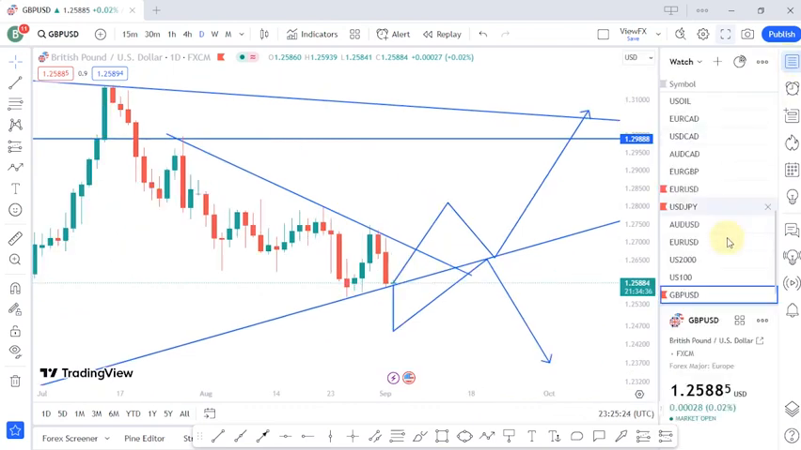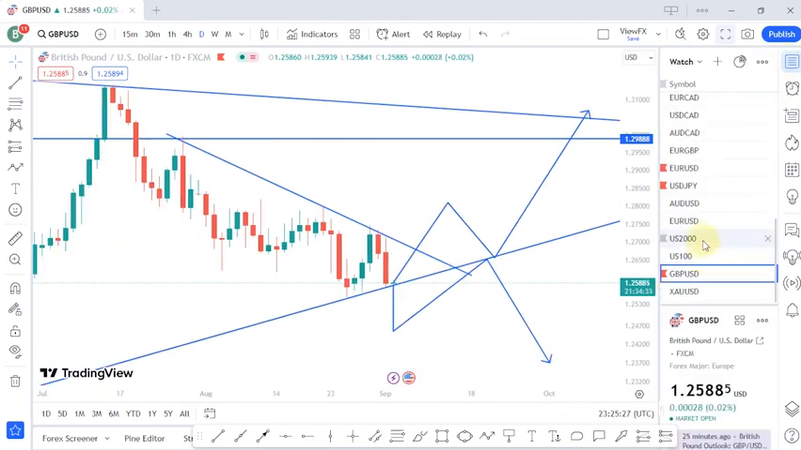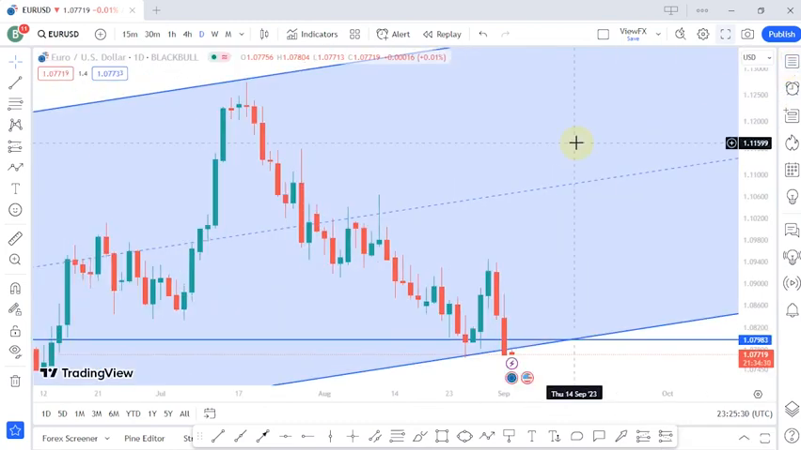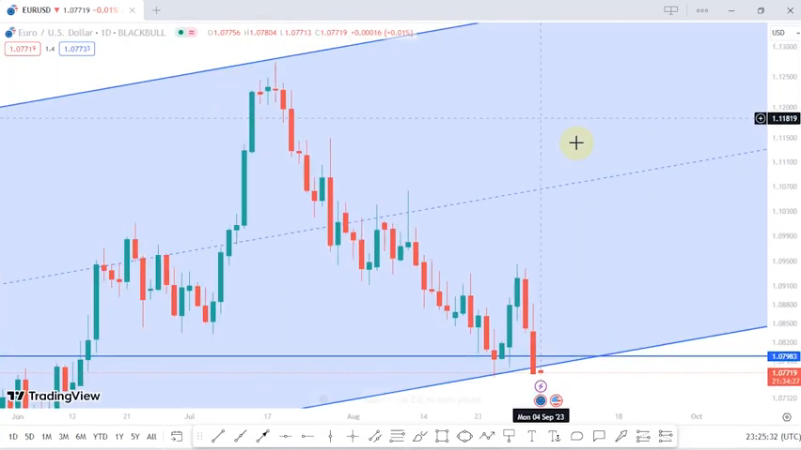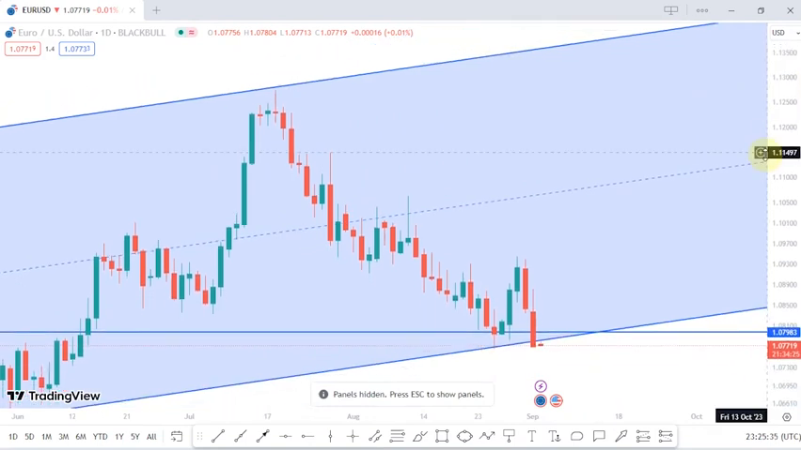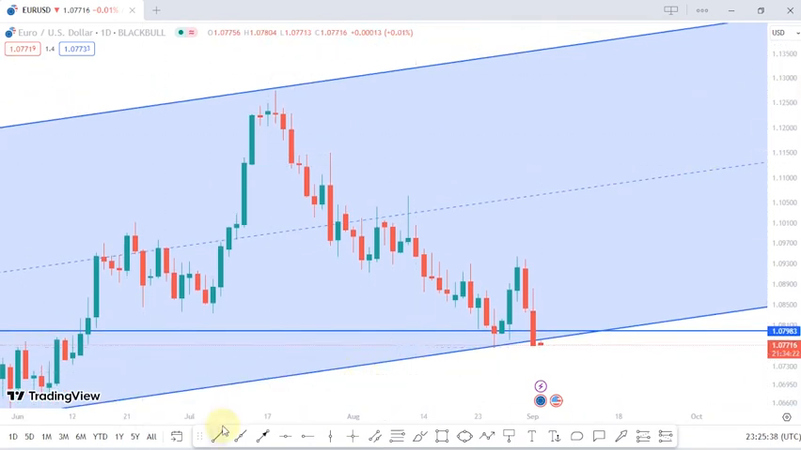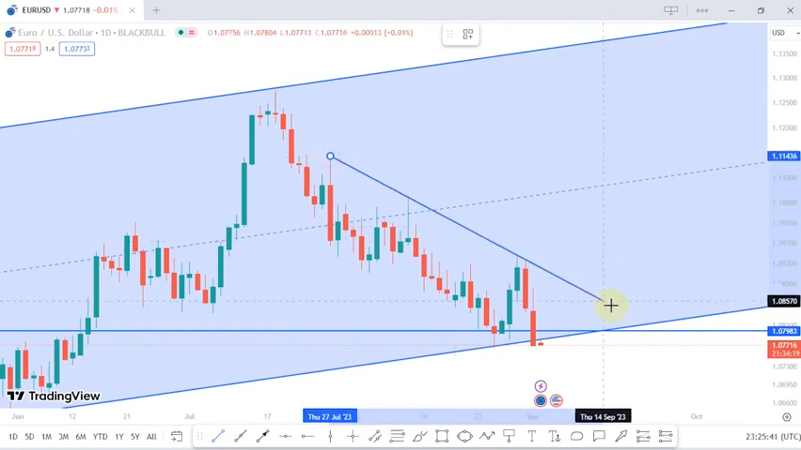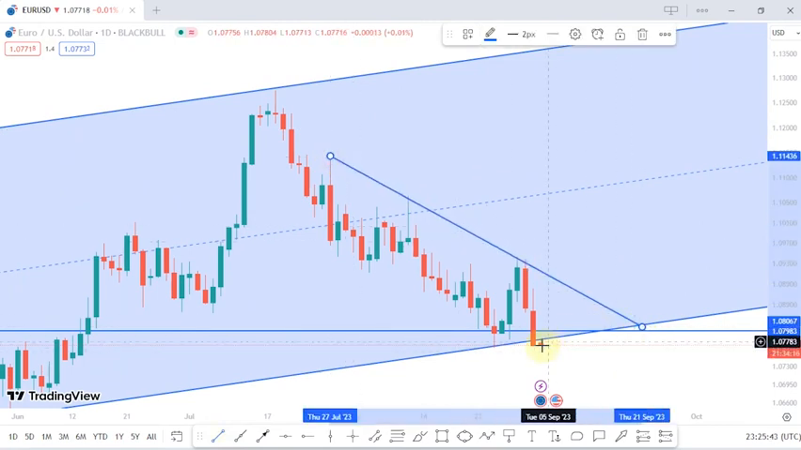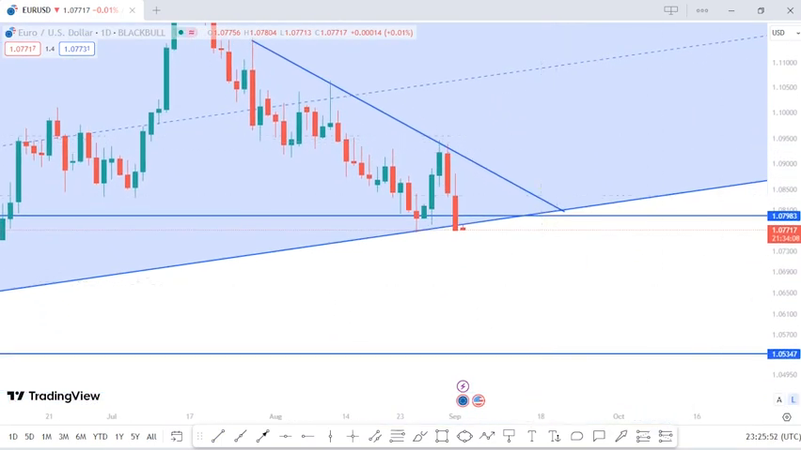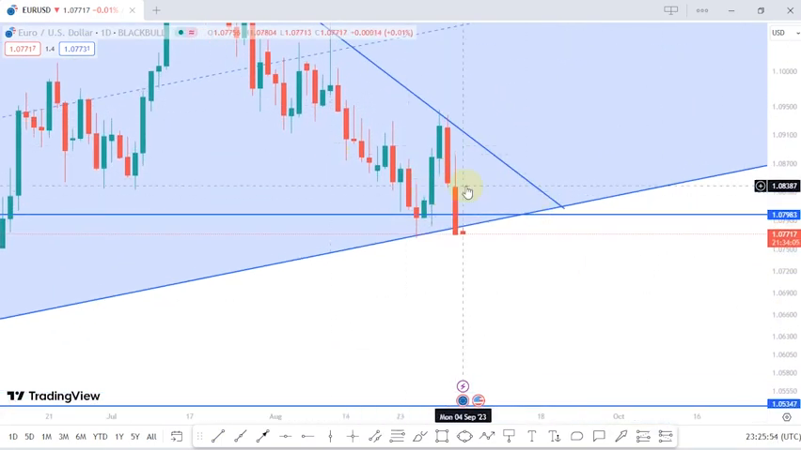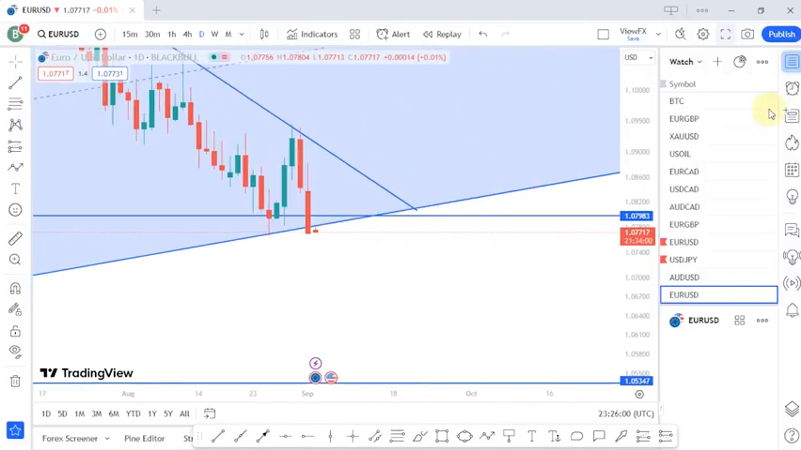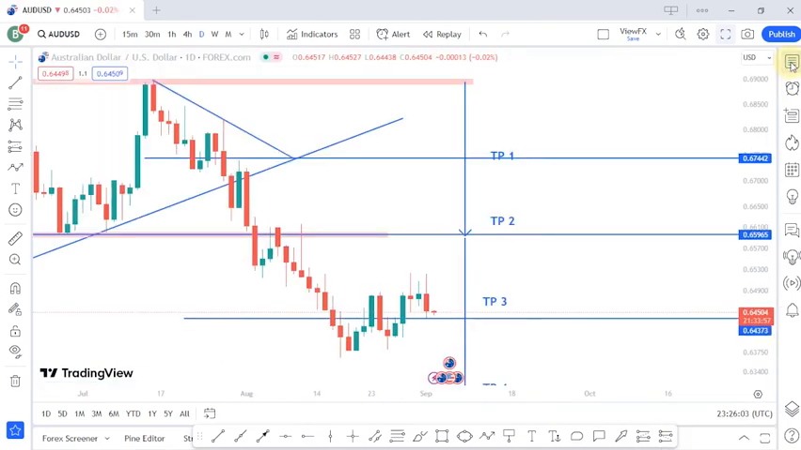Let's take another pair. Let's see Euro USD, what it's been up to. Still the same. Price needs to break out of this symmetric triangle and give us a direction, and we're going to trade towards that direction. So it's as simple as that. Let's look at another pair, AUD-USD.